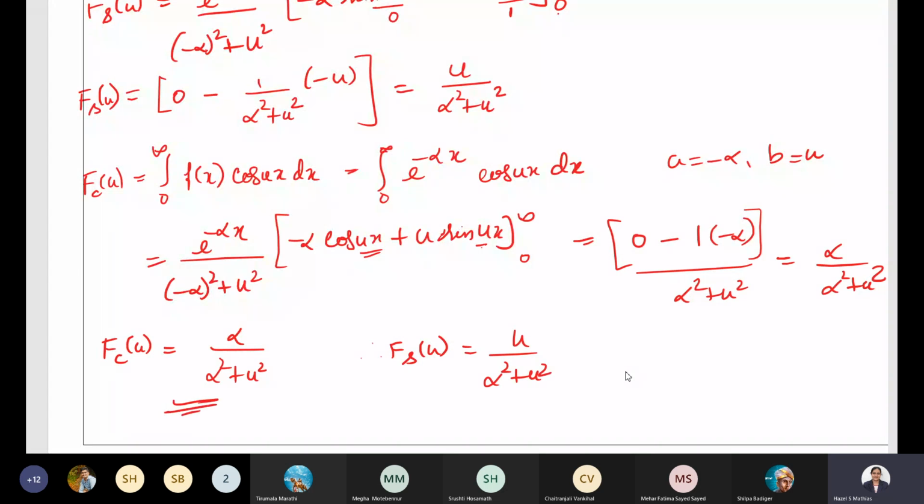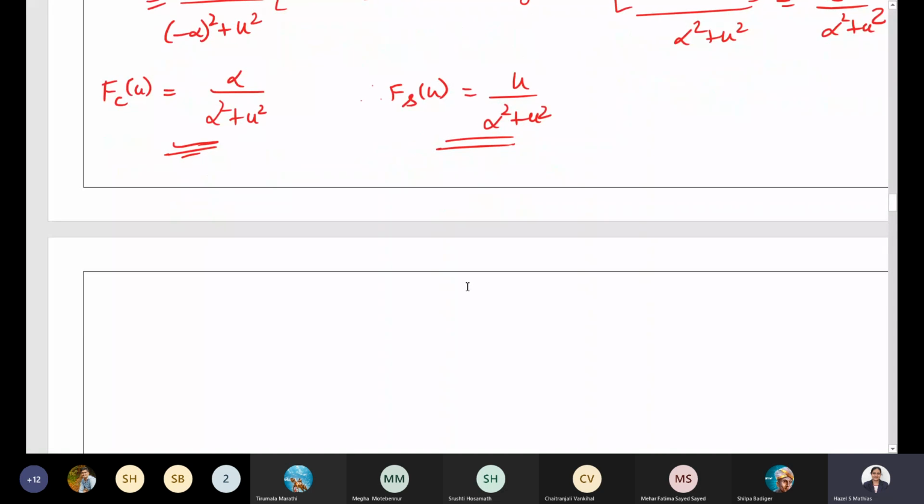I hope this is clear everyone. Anybody has any doubt in this formula problem? Okay. Please ask me if you have any doubt. Do not keep your doubts pending. Okay, if this is okay, we will move on to the next question.